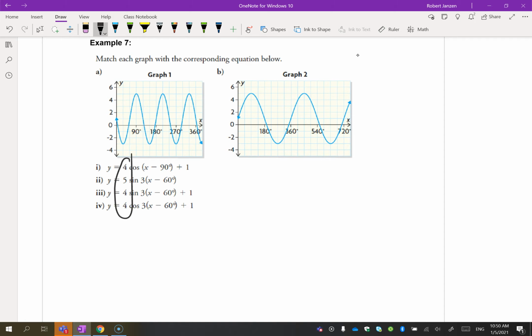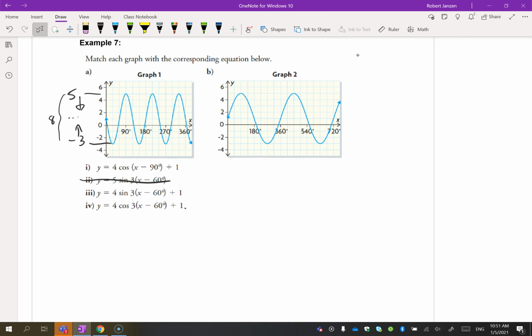So let's look at the amplitude first and see if that'll help us at all. This one goes from -3 to 5. So this is a space of 8, which means we're going down 4, up 4. So that means this one is out for graph 1. Okay? Now what else? They're all +1. That's good. So they're all still in the running. Okay? But now we need to figure out which one of these is it. Okay, well, let's look at the period first. Okay, let's put the midline in here. The midline is going to be at 1.